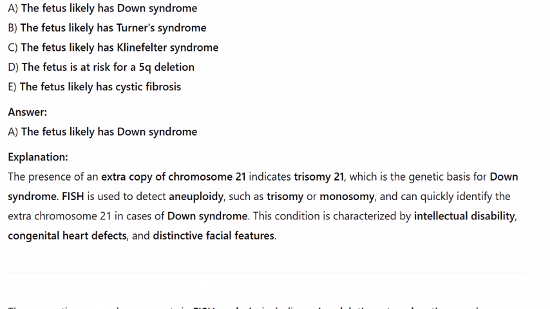Explanation. An extra copy of chromosome 21 indicates trisomy 21, which is the genetic basis for Down syndrome. FISH is used to detect aneuploidy, such as trisomy or monosomy, and can quickly identify the extra chromosome 21 in cases of Down syndrome. This condition is characterized by intellectual disability, congenital heart defects, and distinctive facial features.